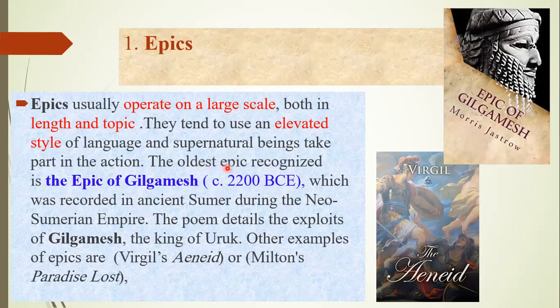The oldest epic recognized is the Epic of Gilgamesh. ملحمة جلجامش هي أقدم ملحمة في التاريخ، 2200 قبل الميلاد, which was recorded in ancient Sumer during the New Sumerian Empire. The poem details the exploits of Gilgamesh, the king of Uruk. We have other examples of epics, like Virgil's Aeneid and Milton's Paradise Lost.